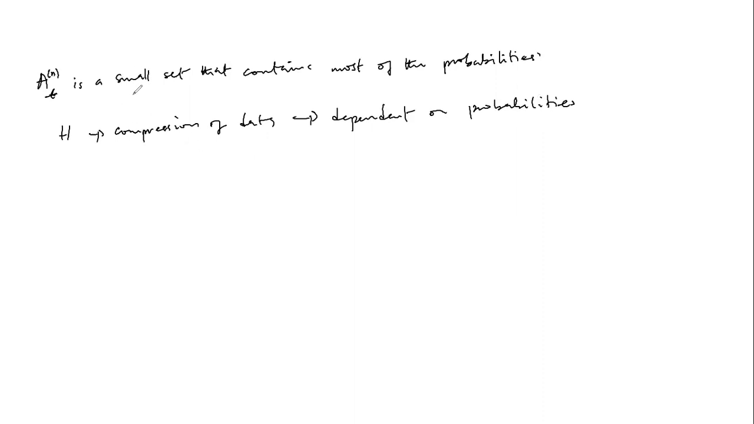So since the typical set is a small set that contains most of the probabilities, then to evaluate the shortest description of the sequence or sequences of the random variable, we could divide the sequence, say S sub n, into a typical set, and also into an atypical set, that is the complement of the typical set. So this is the typical set, then this is an atypical set, which is a complement of the typical set.